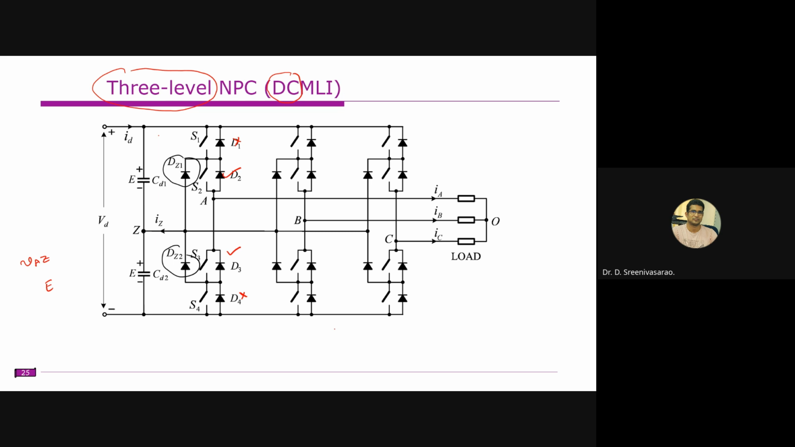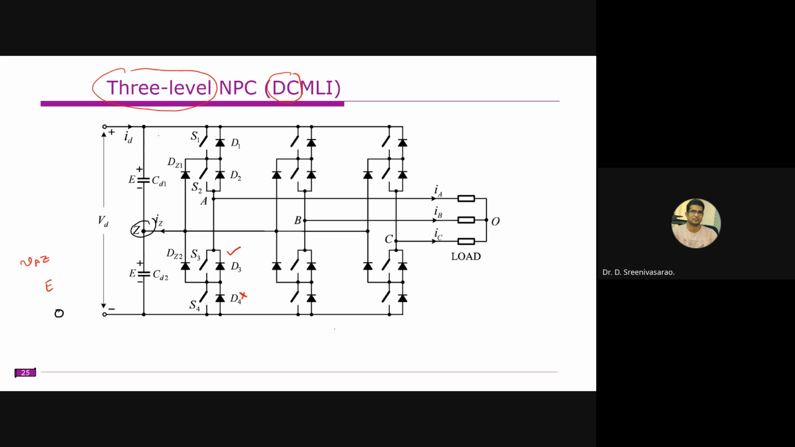We cannot impose any constraint on this, because the diodes are uncontrolled devices. We don't have control over whether DZ1 or DZ2 is supposed to conduct. Now if these two are conducting, A is directly connected to Z, and you will get 0 voltage.